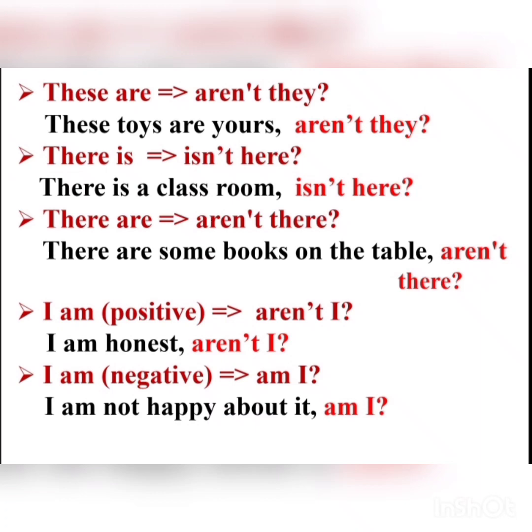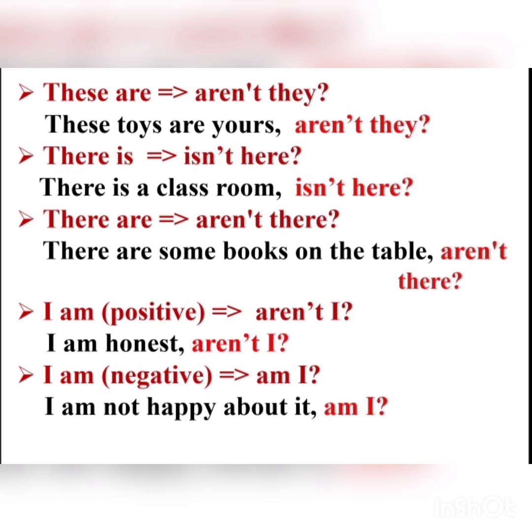For example, these toys are yours. Here the auxiliary is are. Since it's a positive statement, add not. And the subject is they. There is will take isn't there as a tag. There is a classroom, isn't there? There are will take aren't there. There are some books on the table, aren't there?